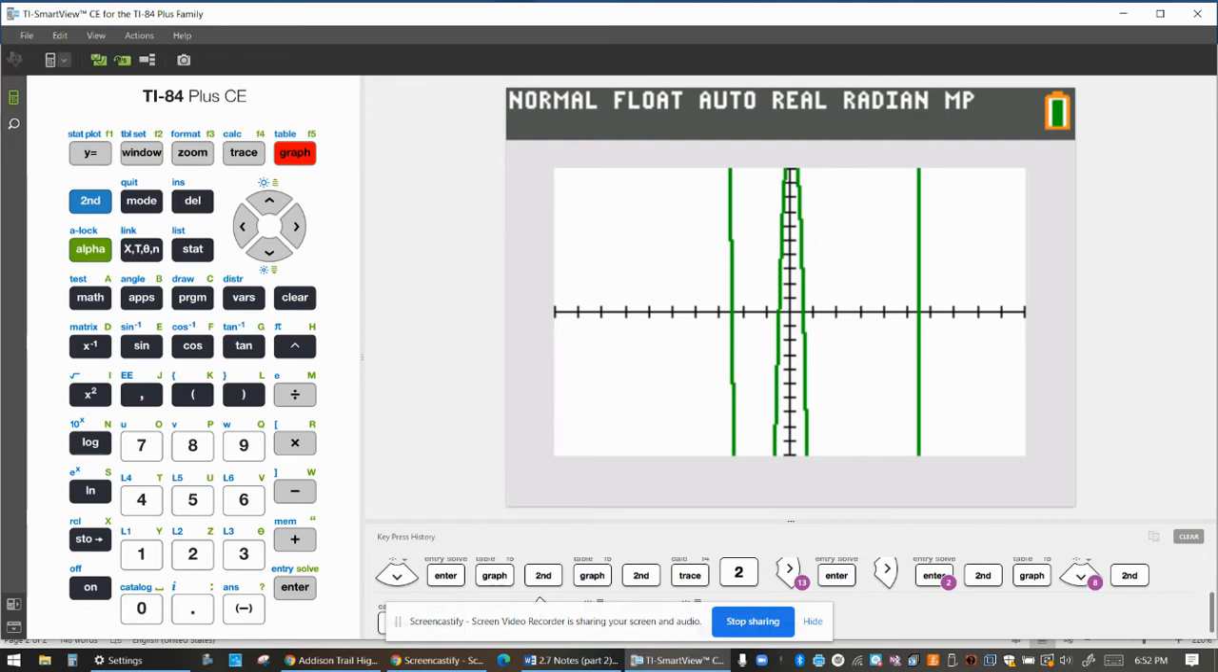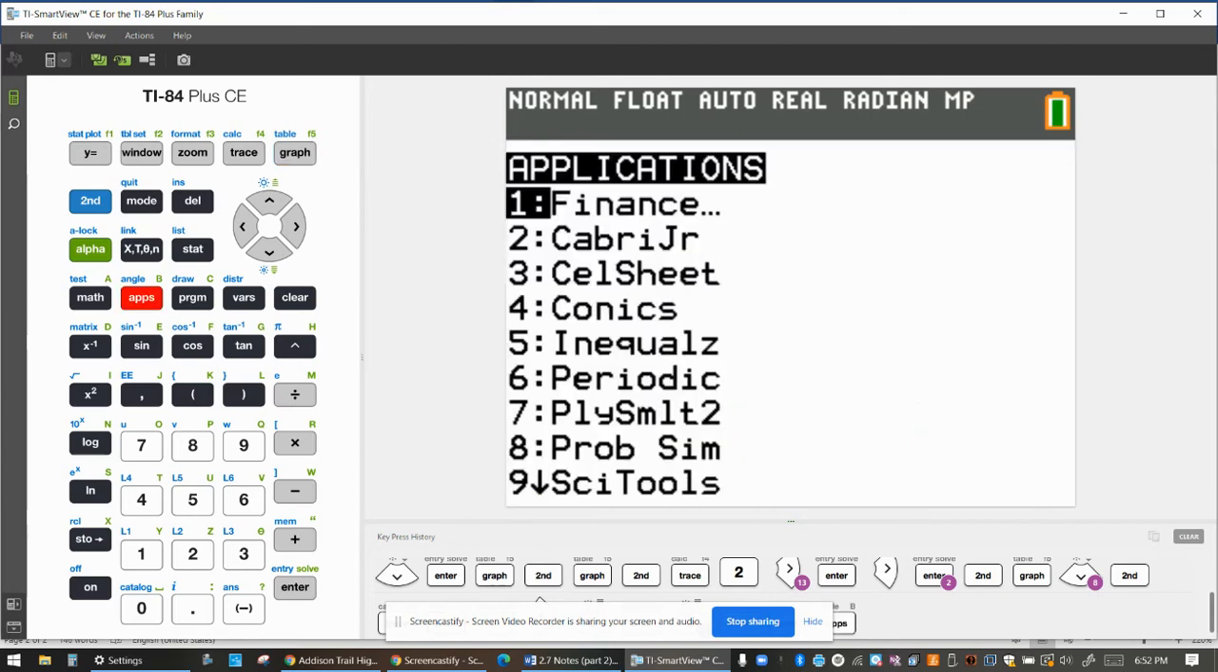and having the calculator guess the intersection of the polynomial and the x-axis. Or you can go to apps. The apps button is next to the math button. Go to apps. Now, not every calculator is going to have this, so this is only an option for those of you that have the PolySMLT app.